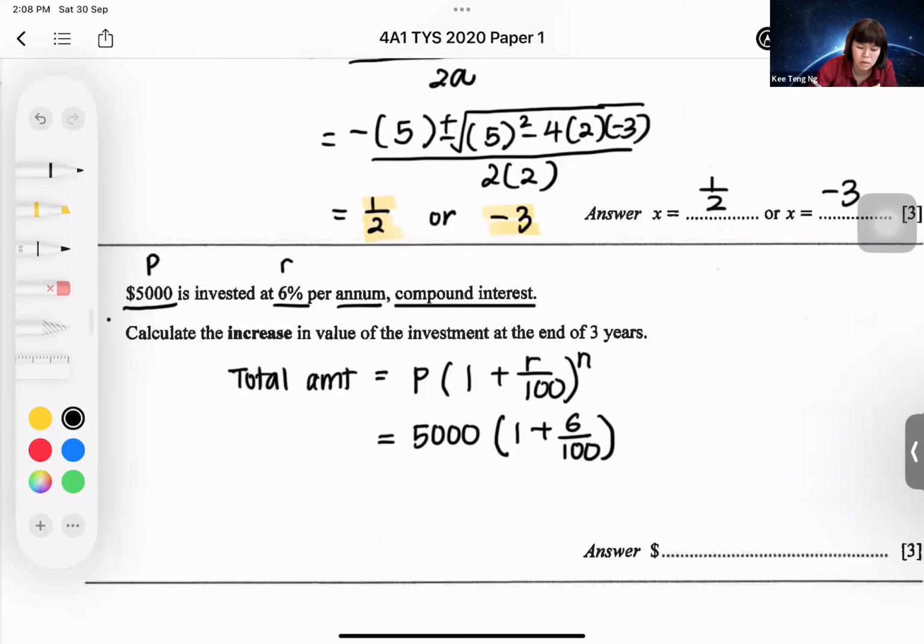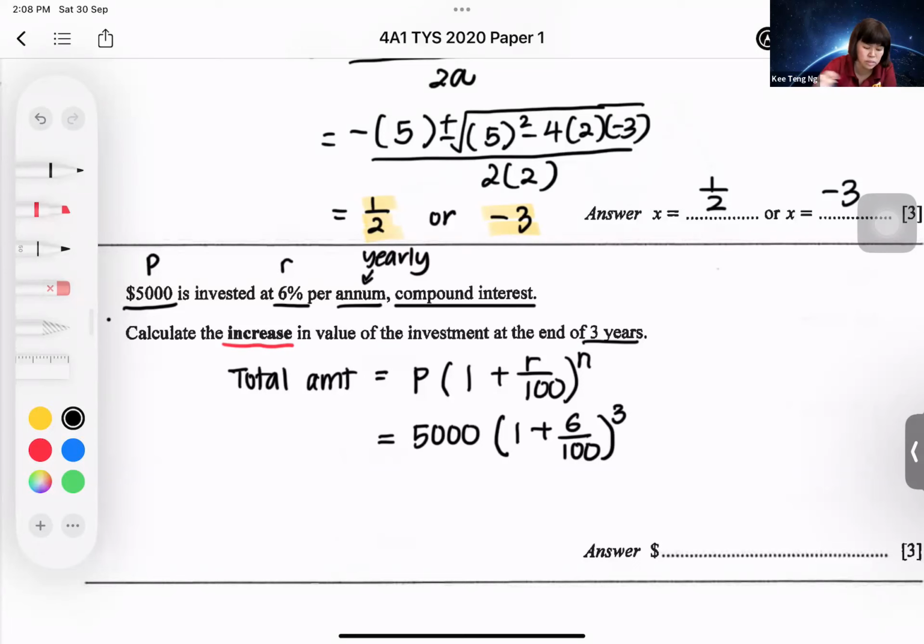And they want to find the increase in the value of investment at the end of 3 years. So 3 years, this one is already per annum. Per annum means yearly. So it will be 3 years. But the question here wants the increase, right? So let me change back my calculator. 5,000 bracket 1 plus 6 over 100 close bracket power 3.